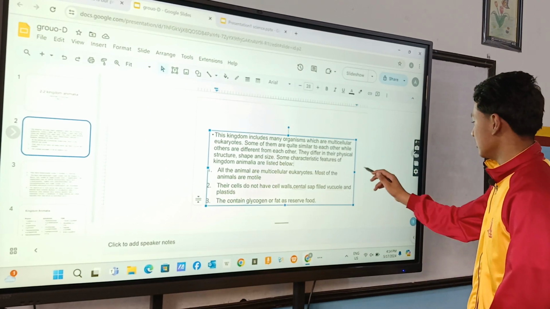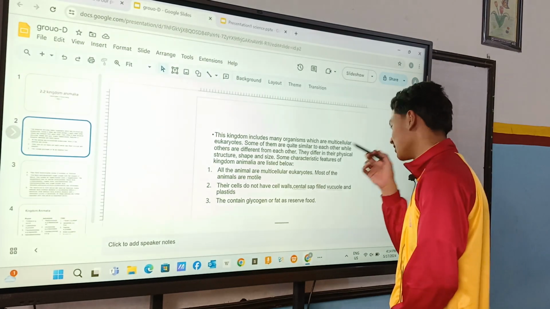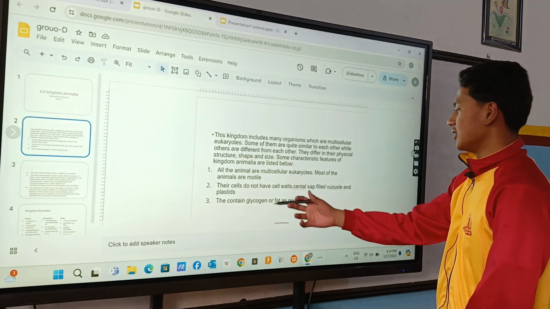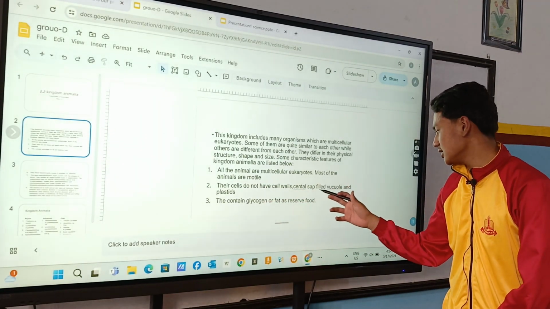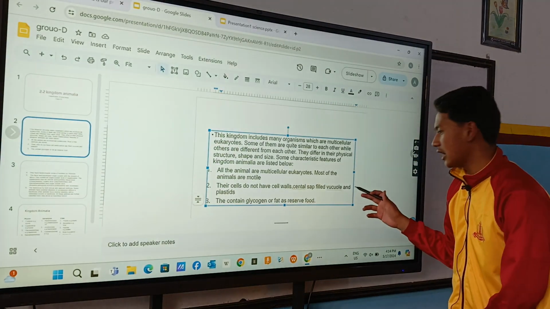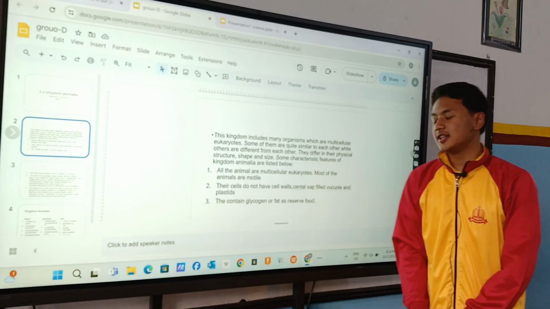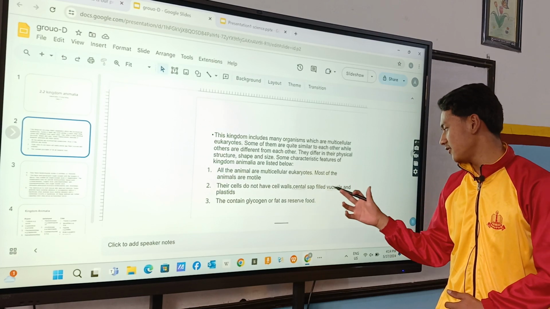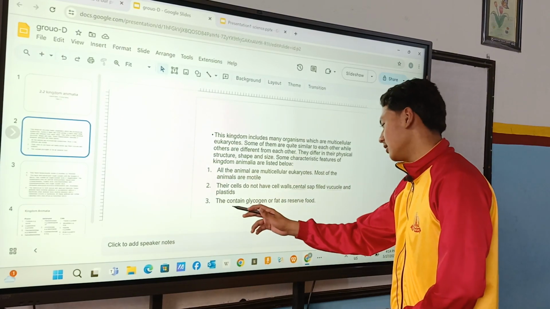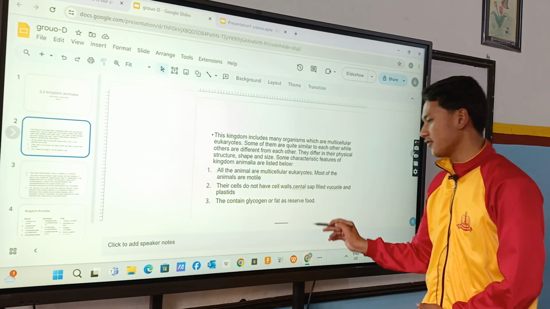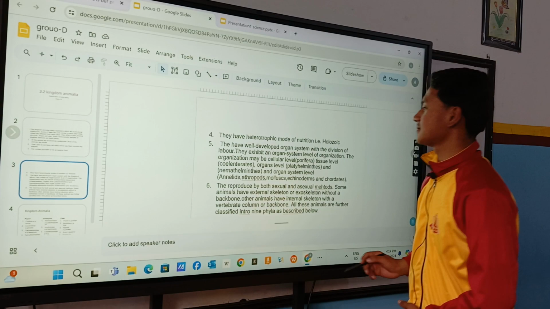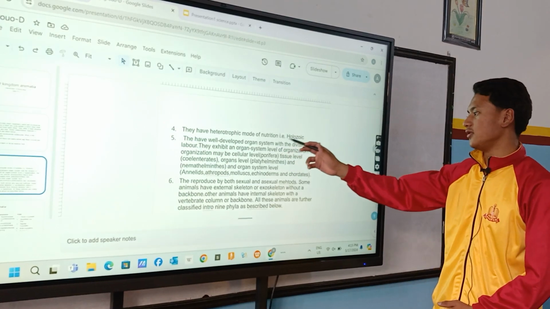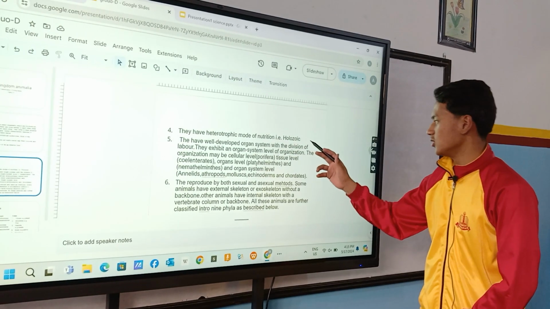Some characteristics and features of kingdom Animalia are listed below. Their cells do not have cell walls, and no central sap-filled vacuole or plastids. They contain glycogen or fat as reserve food, and they have a heterotrophic mode of nutrition, therefore holozoic.